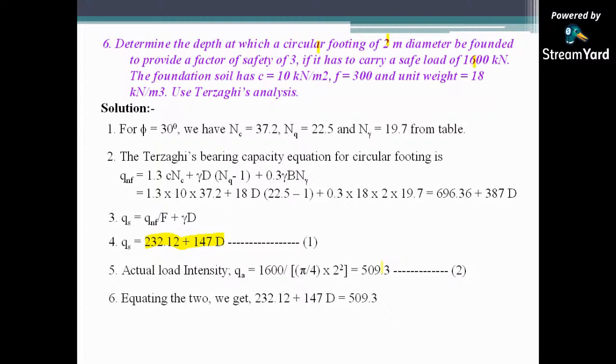And equating the first and second equation, 232.12 plus 147 d equals 509.3. Solving all the values, you will get d equals 1.89. So you have to consider it on the higher side, 1.9 meter. So this is how we have done it.